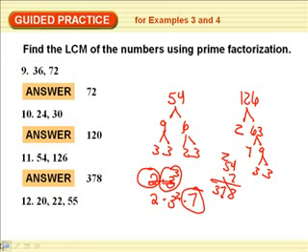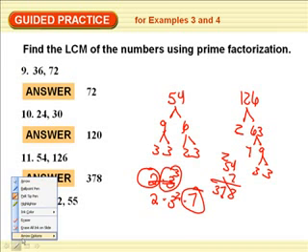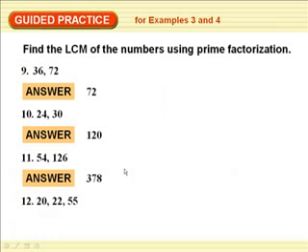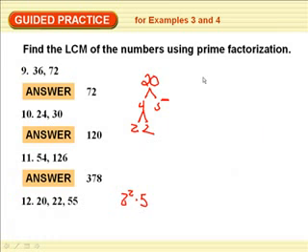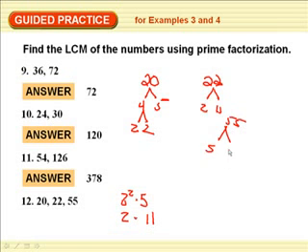Yay. Okay, let me erase. 20 is 4 times 5, 2 times 2. So 20 is 2 squared times 5. 22 is 2 times 11. That's easy. 55 is 5 times 11.